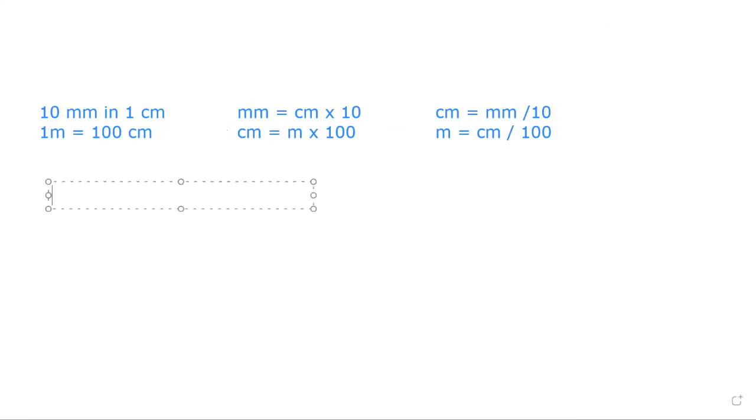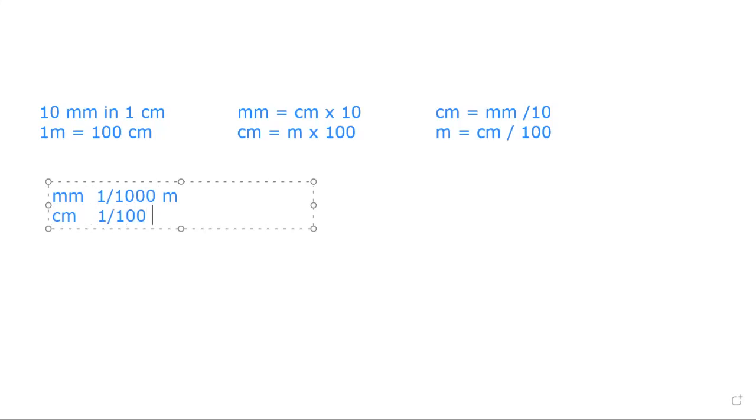So we know that a meter is your base. A millimeter is 1,000th of a meter. A centimeter is 1/100th of a meter. A meter, well, that's just 1 meter. There's also a kilometer, which is km. You may see this on a car. And that is 1,000 meters.